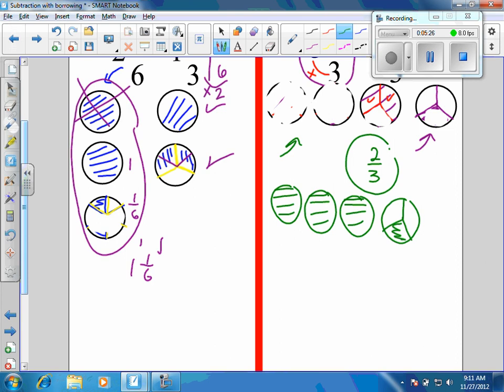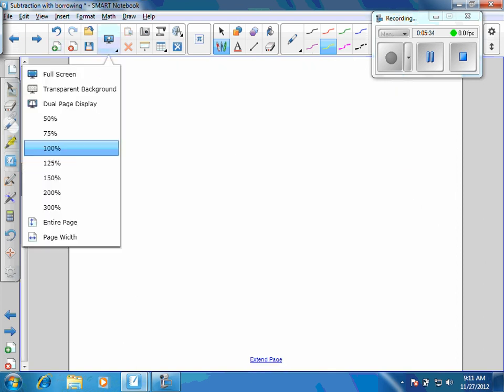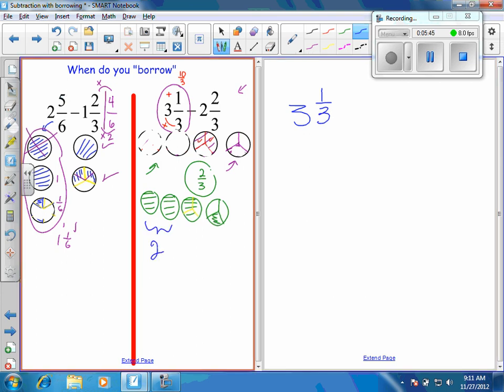So Sasha, think about this. What if I just took one of these and divided it into thirds? I'm going to add a page in here and look at both pages at the same time. So I've taken my problem 3 and 1/3, and I'm changing it to 2 wholes. And how many thirds do I have? 4 thirds.